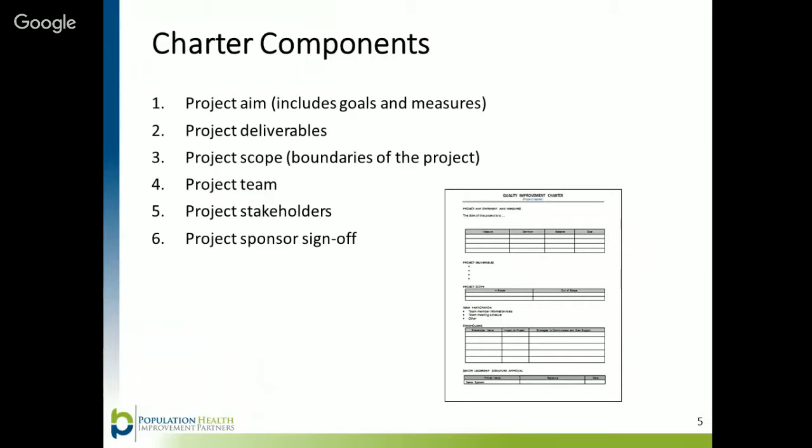A project charter often includes these key components: the project aim, which includes measurable goals and objectives, project deliverables, project scope, project team, project stakeholders, and project sponsor sign-off. Let's quickly define and discuss each component in more detail.